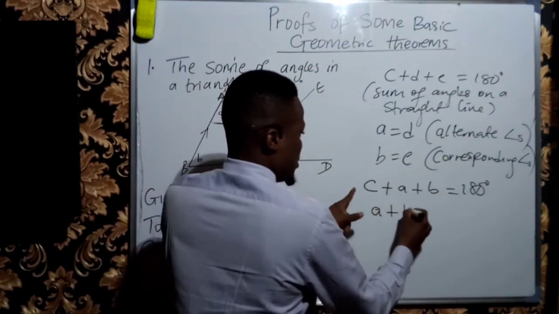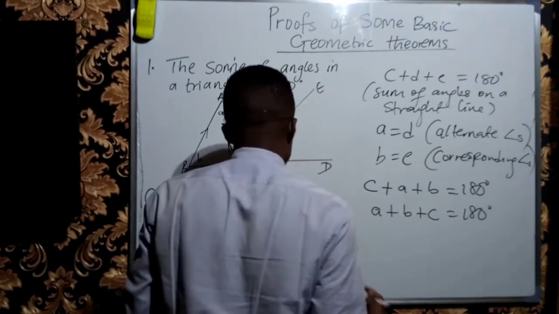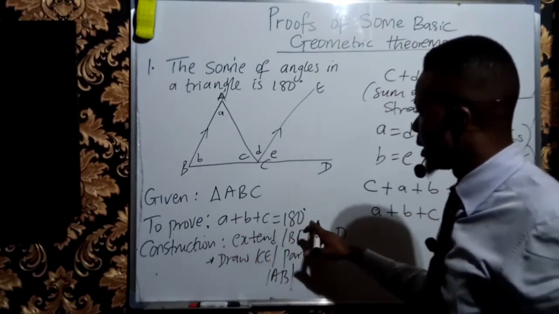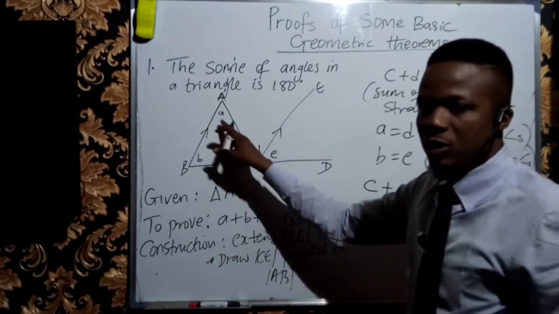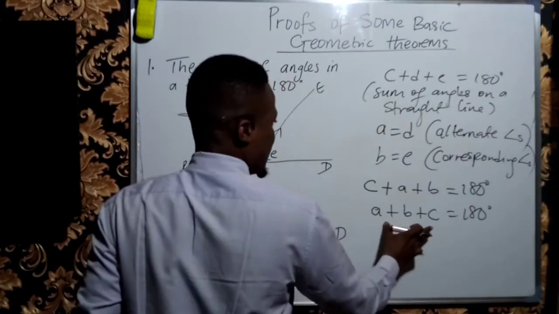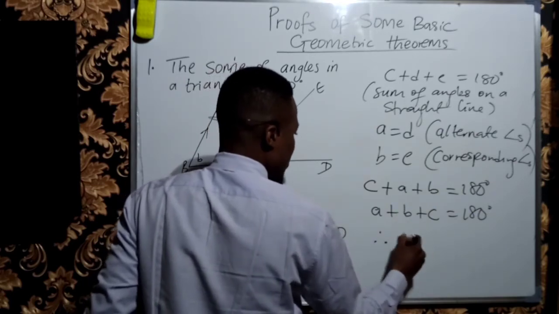A plus B plus C equal to 180 degrees. And what do we want to prove initially? We want to prove that A plus B plus C is 180 degrees, which is the sum of the angles in this triangle. And we've just done it, as you can see, that A plus B plus C is 180 degrees. Therefore, this has been proved.